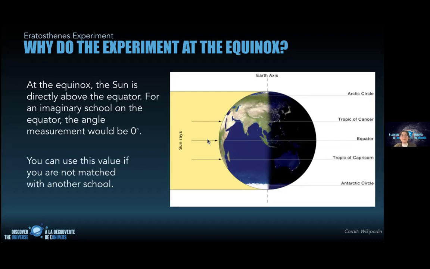So you can use that value if you're not matched with another school. You can use the imaginary school at the equator. Their angle would be 0 degrees.